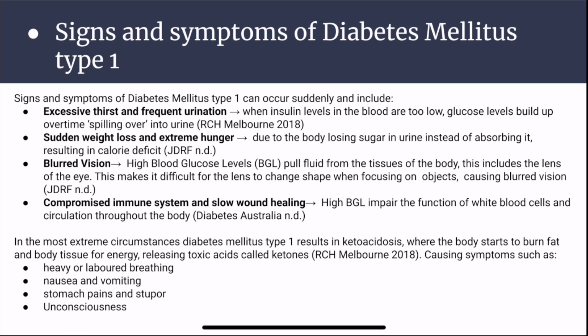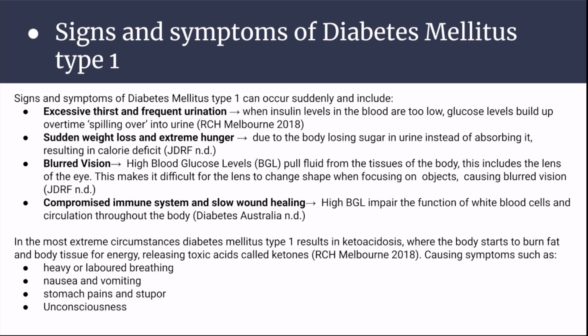Signs and symptoms of diabetes mellitus type 1. So signs and symptoms of diabetes type 1 can occur suddenly and can include excessive thirst and frequent urination. So when insulin levels in the blood are too low, glucose levels build up over time, spilling over into urine. Sudden weight loss and extreme hunger. So due to the body losing sugar in urine instead of absorbing it, it results in a calorie deficit.